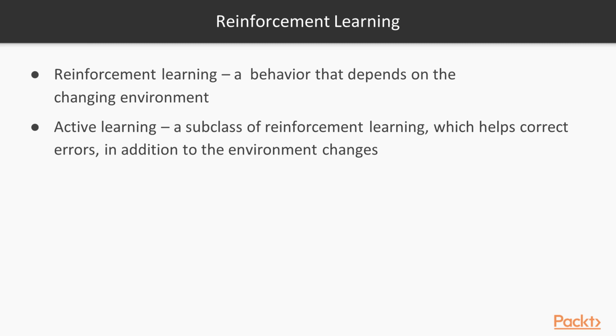Reinforcement learning can be divided into reinforcement learning itself and active learning. Reinforcement learning is an environment-driven approach. This implies behavior that should somehow react to the changing environment. It's like a kid who is learning the environment by trial and error. Active learning is more like a subclass of reinforcement learning. It resembles a teacher who can help correct errors and behavior in addition to environment changes.